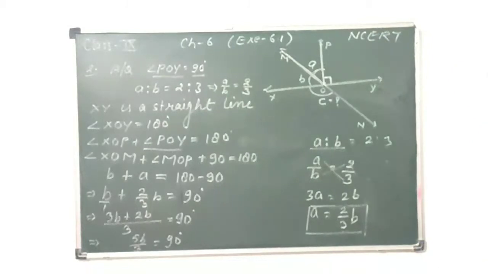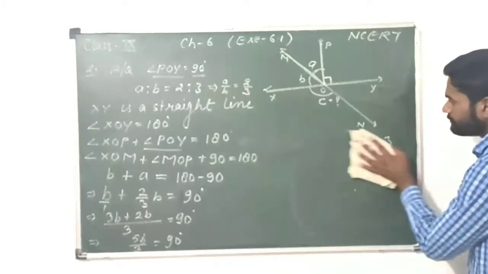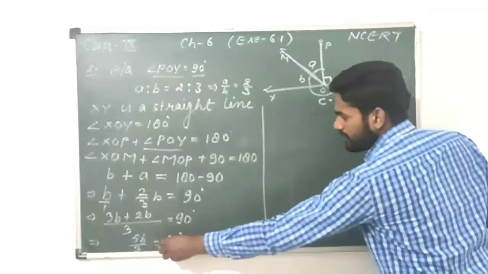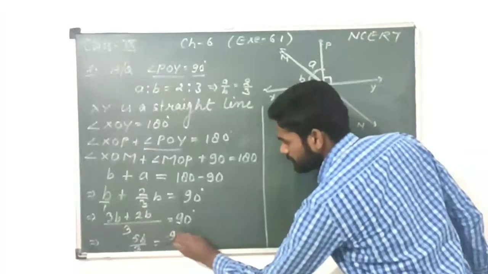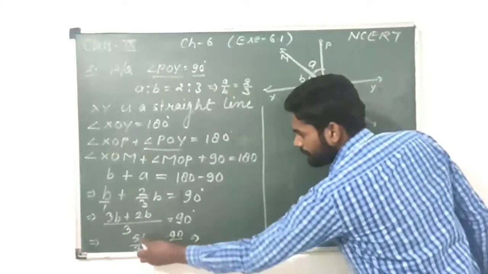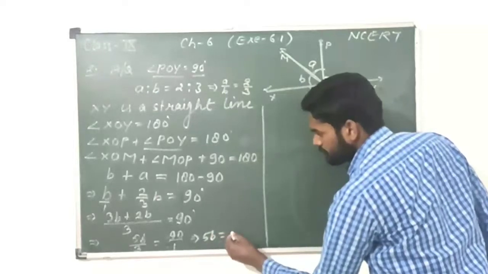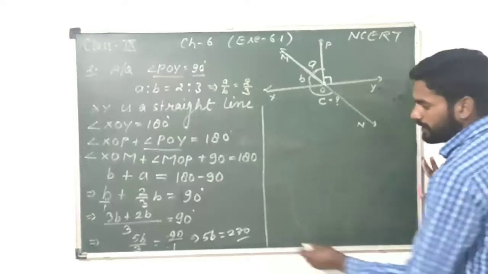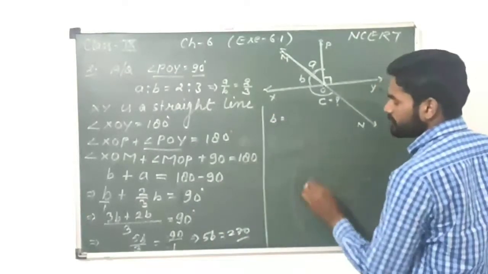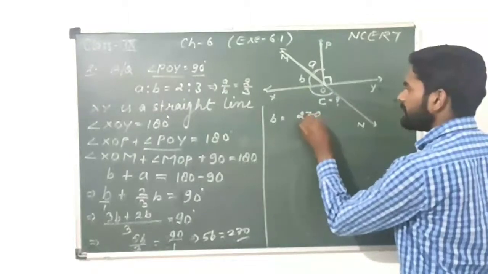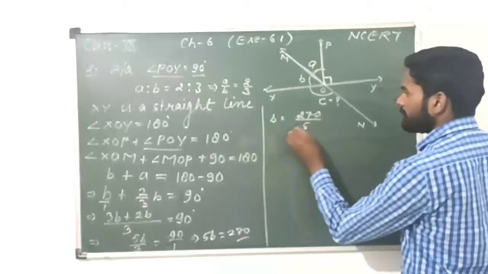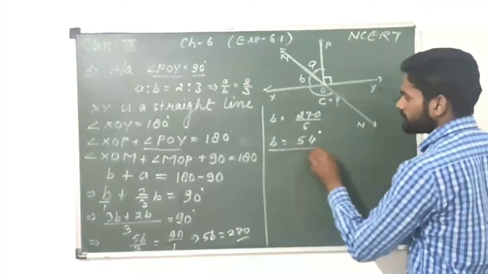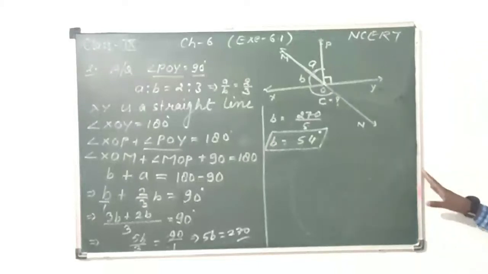Is it clear? Now next step. How much will B be? Cross multiply, taking 1 as the denominator, so 5B is equal to 270. From here B is equal to 270 upon 5. 5 fives are 25 and 5 fours are 20, so the value of angle B is equal to 54 degrees.